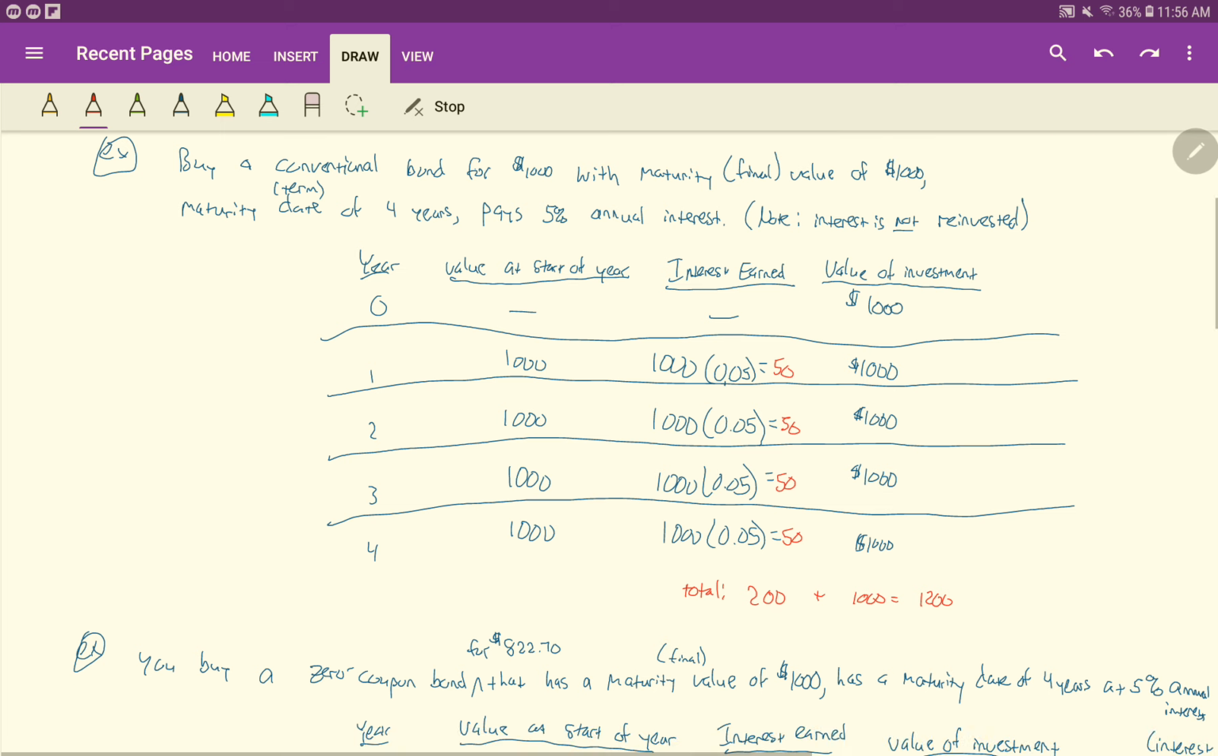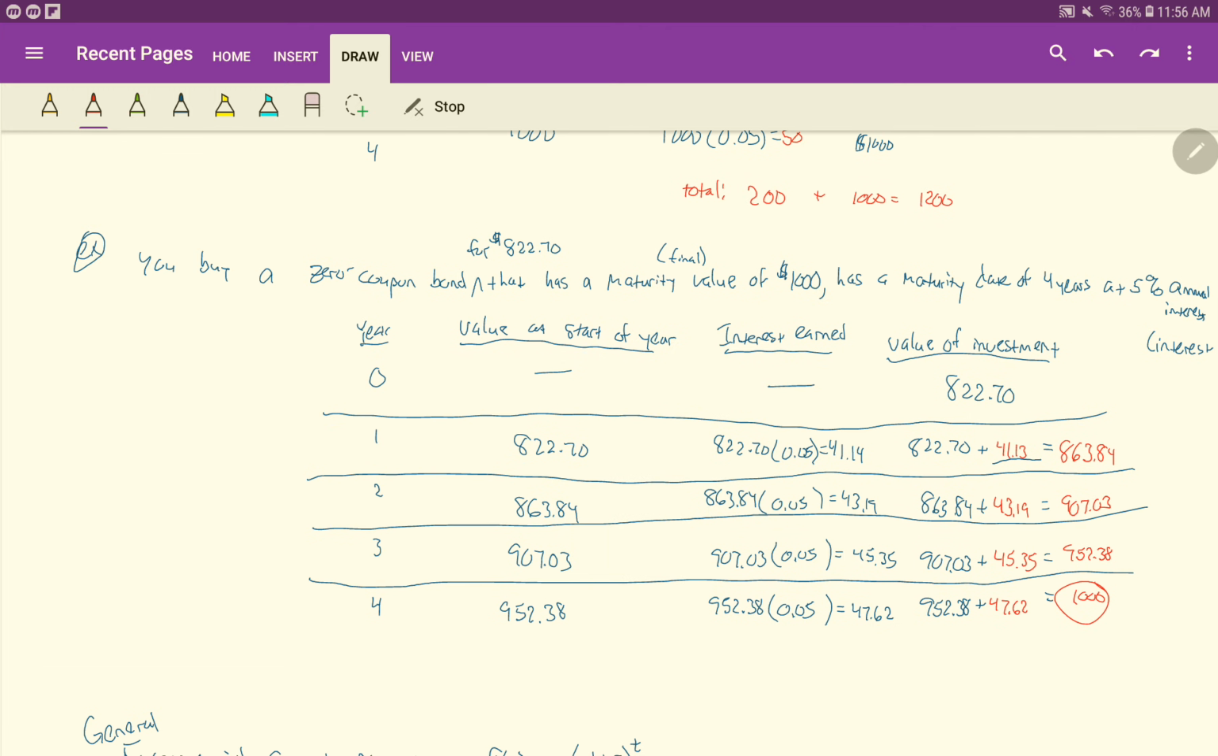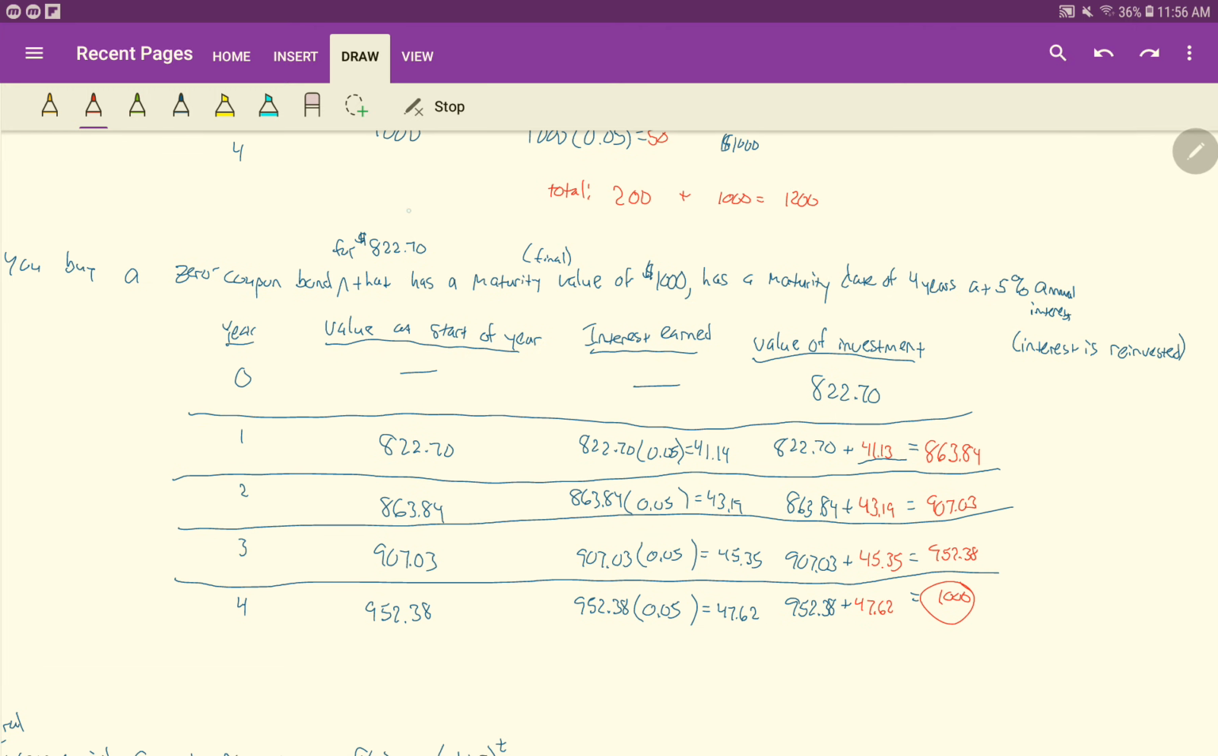That's conventional, right? Now compare that to a zero coupon. Let's say you buy a zero coupon bond for $820.70, and it has a maturity value, a final value, of $1,000. So they're saying this is going to be worth $1,000 at the end, and the maturity date, how long it takes to reach that amount, is 4 years, and it's 5% annual interest. The key here is that the interest is reinvested.